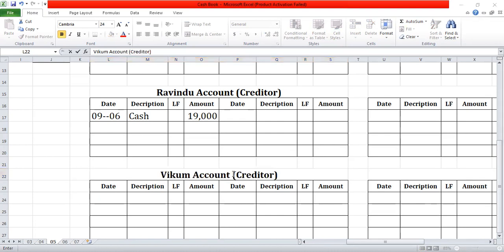Debit the personal account of Vikum. 11th of June. Cash. We have paid 16,000 in cash to Vikum. Debit the personal account of Vikum.